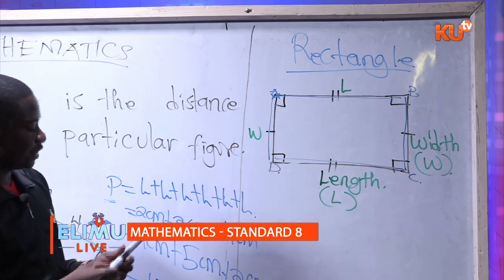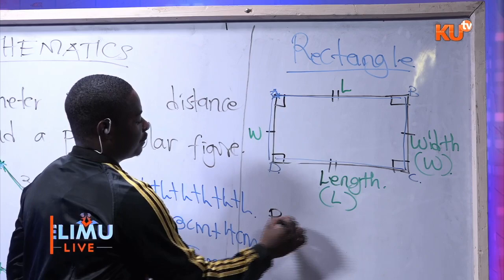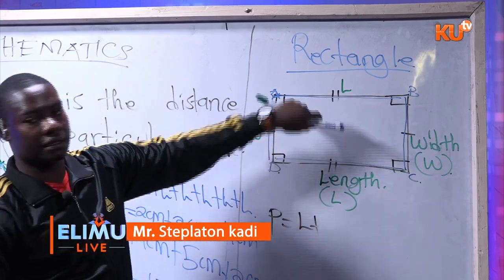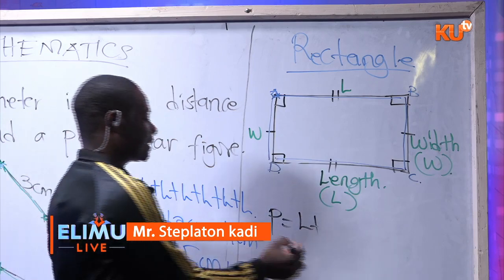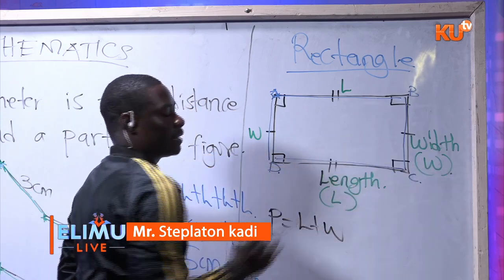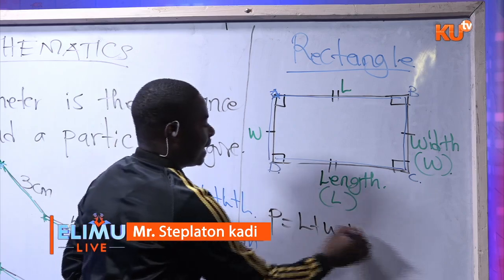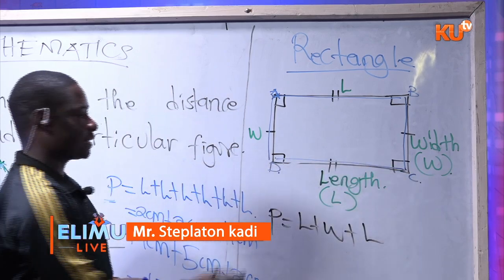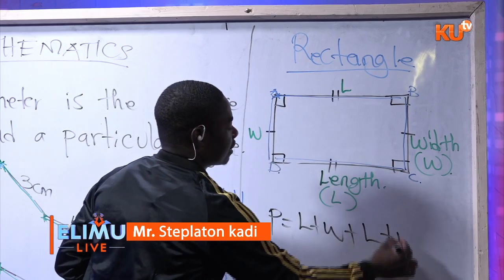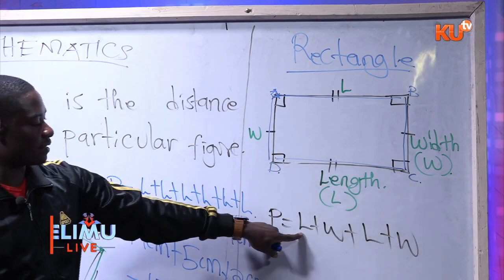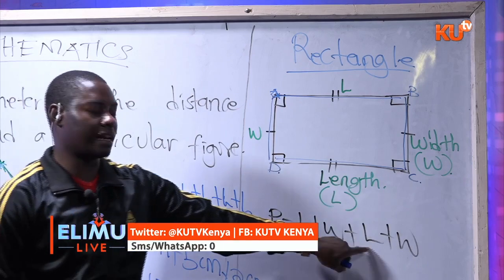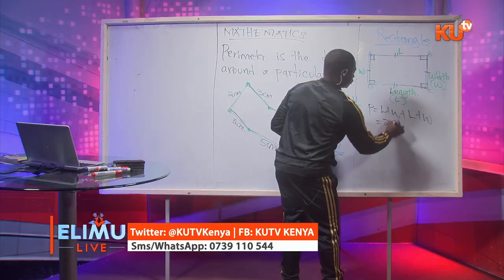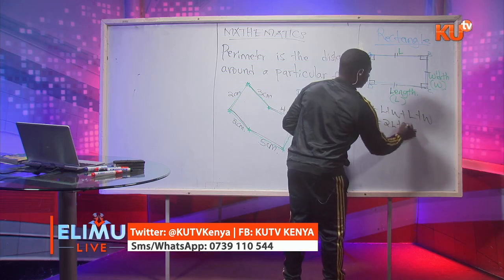Therefore, the perimeter of this figure is going to be length, which is up here, plus width, this is our width, plus length again, which is here, plus width again, which is here. So we have length plus width plus length plus width. If we collect the like terms, we'll have 2 length plus 2 width.